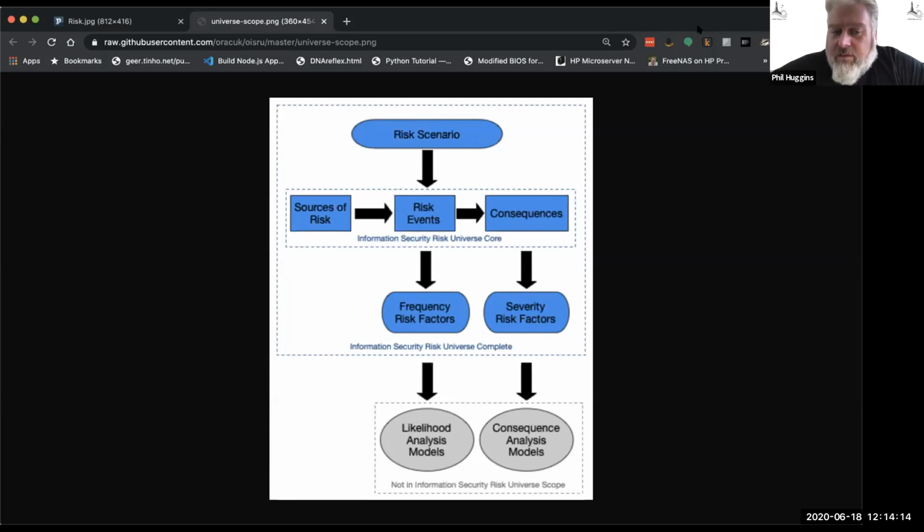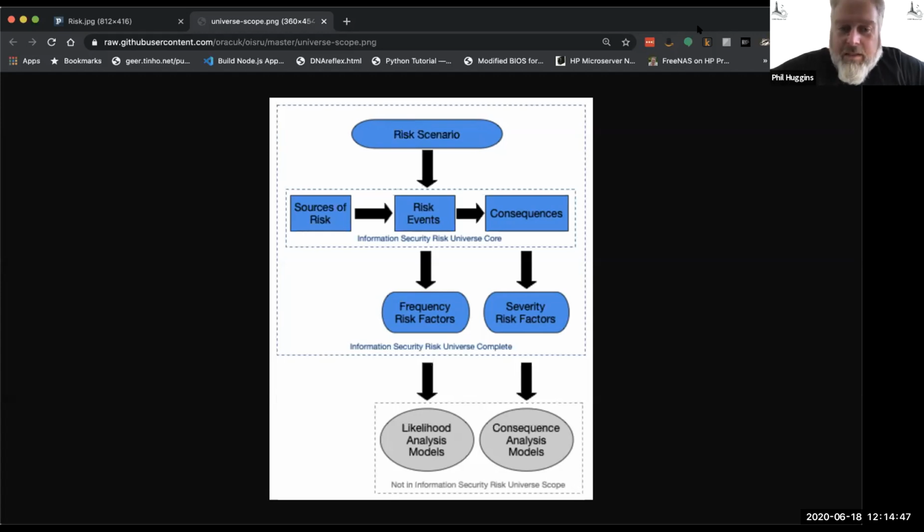So risk events have frequency risk factors, which, you can imagine, if I've got more vulnerabilities, I have a higher chance that a particular risk event will be caused. And you can also have severity risk factors. The difference between losing 10 records and a million records is quite a bit when it comes to regulatory fines and press coverage. So risk factors are things that you can measure about your environment, which will tell you something about your risk, but they're not necessarily a direct measurement of risk.